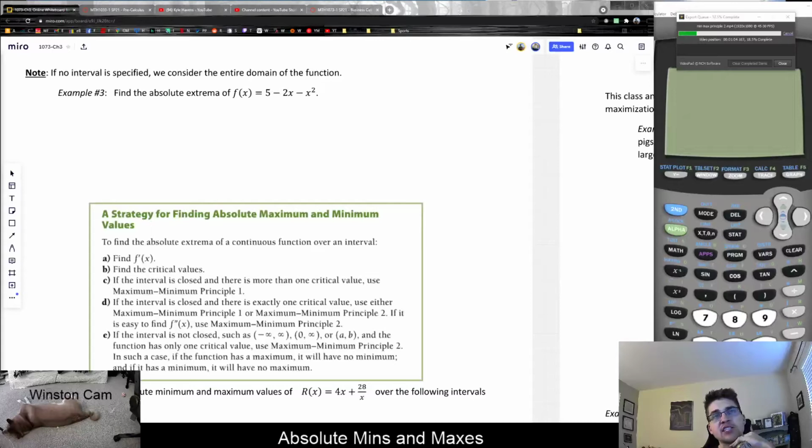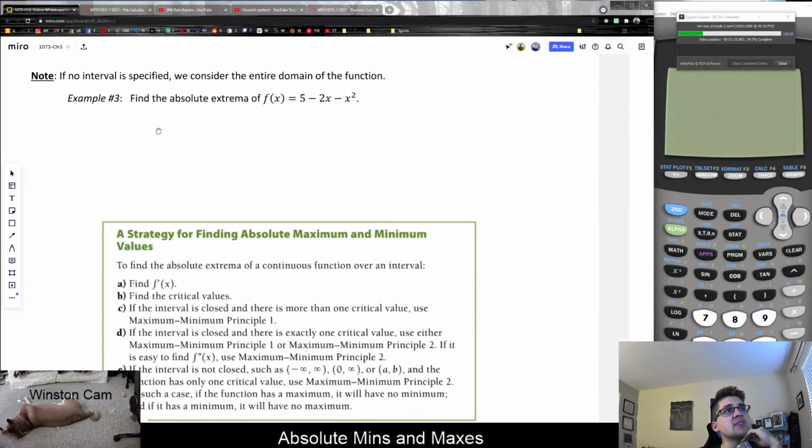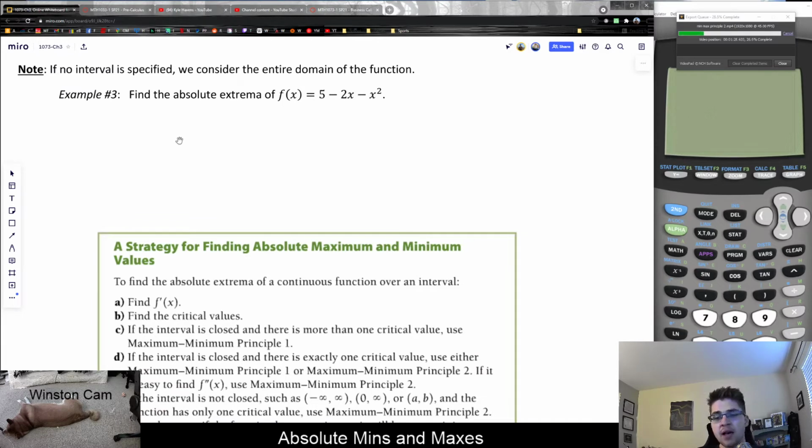Now, if no interval is specified for which it asks you to find the absolute min or max, which is a fair question, like in example number 3, it just says find the absolute extrema of f of x is equal to 5 minus 2x minus x squared. And you could look at this and say, okay, I know it's a degree 2 polynomial. That means it has to be a parabola. Parabolas always have an absolute min or max at the location of the vertex and so forth.